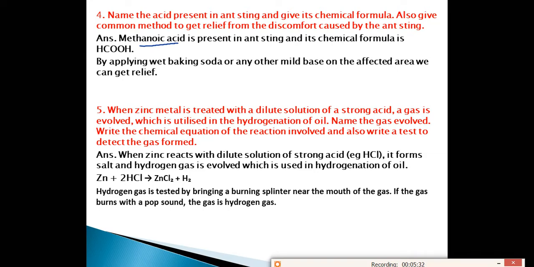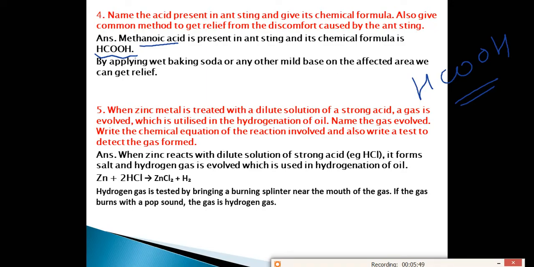And what is the chemical formula of methanoic acid? It is HCOOH. HCOOH. This is the chemical formula of methanoic acid. Now the second part of the question also asks for a common method to get rid of the discomfort caused by the ant sting.